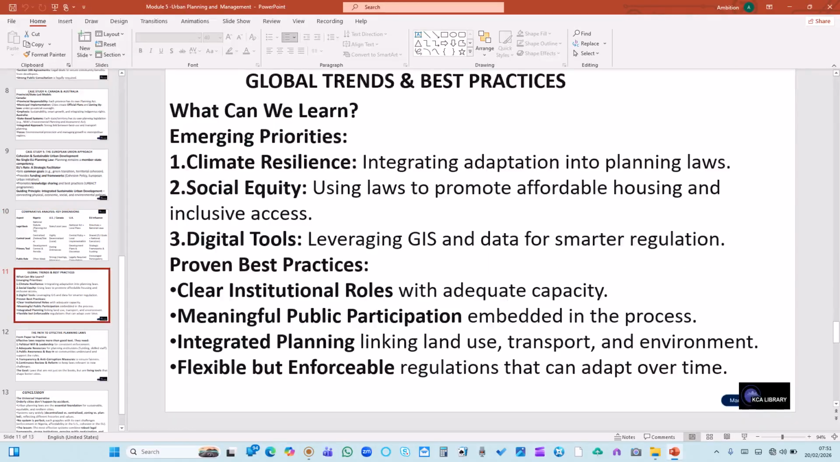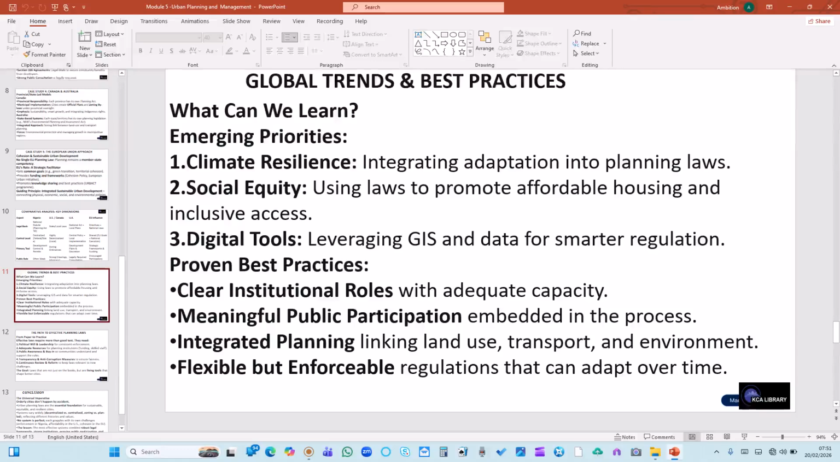Having known that, let us look at the global trends and best practices. That is, what can we learn? That is the emerging priorities. So what we can learn is, one, climate resilience. That is integrating adaptation into planning law. Number two is social equity, which involves using laws to promote affordable housing and inclusive access. Number three is digital tools, which means leveraging geographic information systems and data for smart regulation.